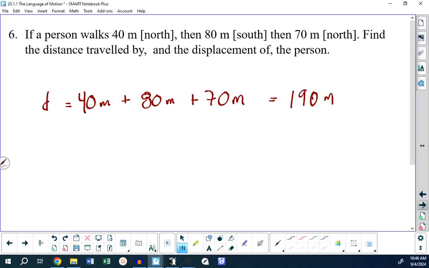Pretty sure that's right. When I talk about the displacement, I'm not going to tell you how to get the answer. But what some people will do is they'll draw this out on paper. They'll draw a line that goes 40 north, and then they'll go 80 south and 70 north, and they'll try to take a geometric approach to it. It's so much simpler to just say positive 40 plus negative 80 plus positive 70.